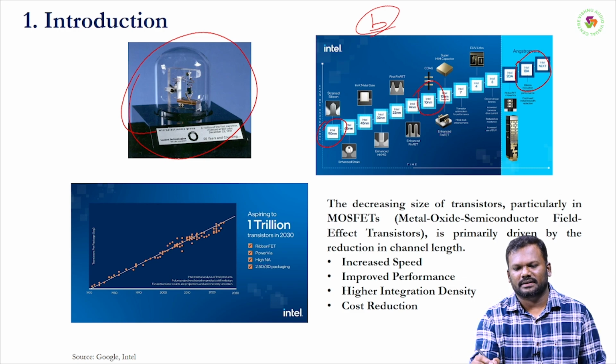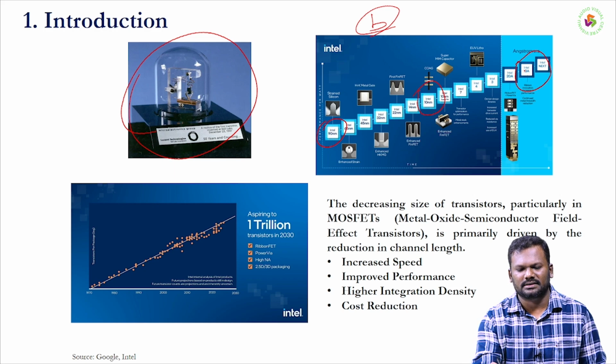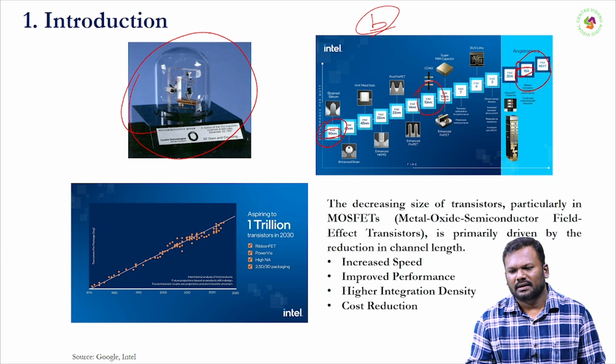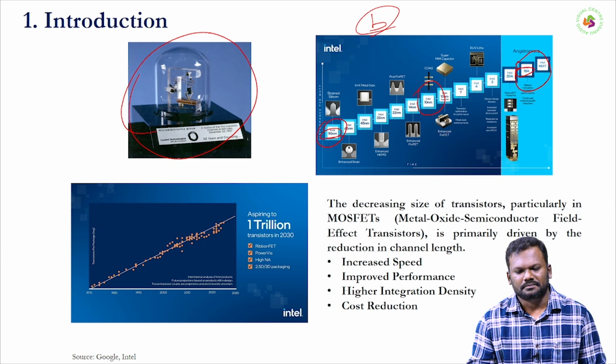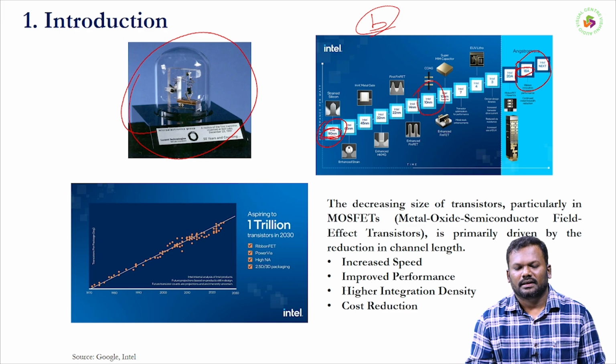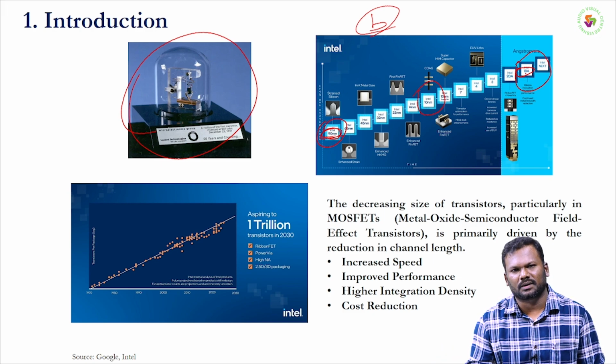Looking at figure B, from the Intel 90 nanometers to the Intel 18 angstrom, what is this 90 nanometers and what is this 18 angstrom? Intel 18 angstrom is the future. It indicates that we are reducing the transistor drastically by reducing the channel length. Here the 90 nanometers represents the channel length, and in the future it is reduced to 18 angstroms.